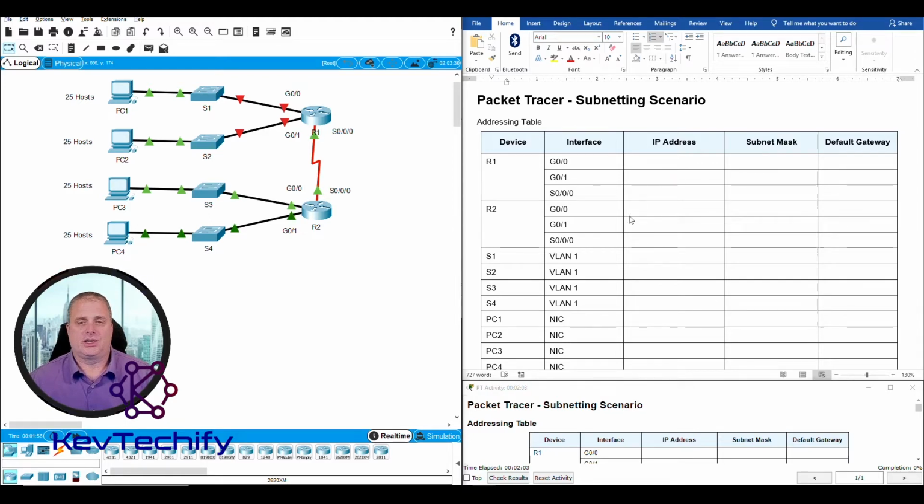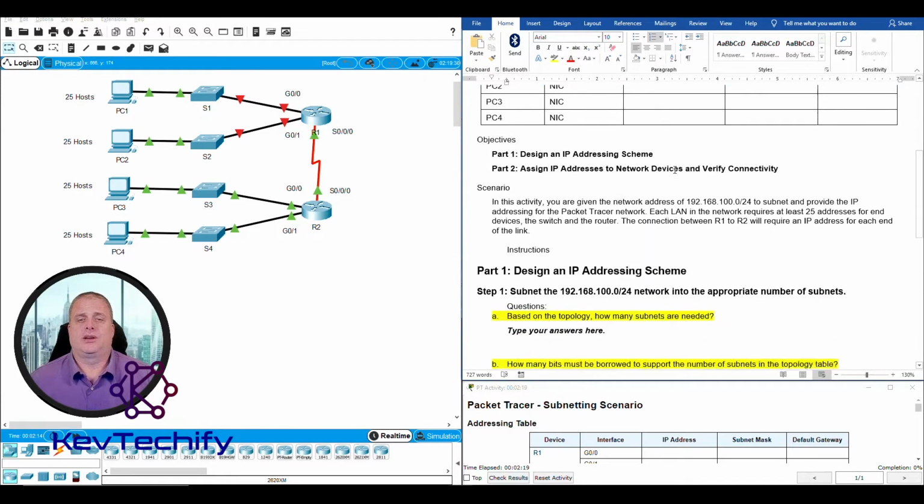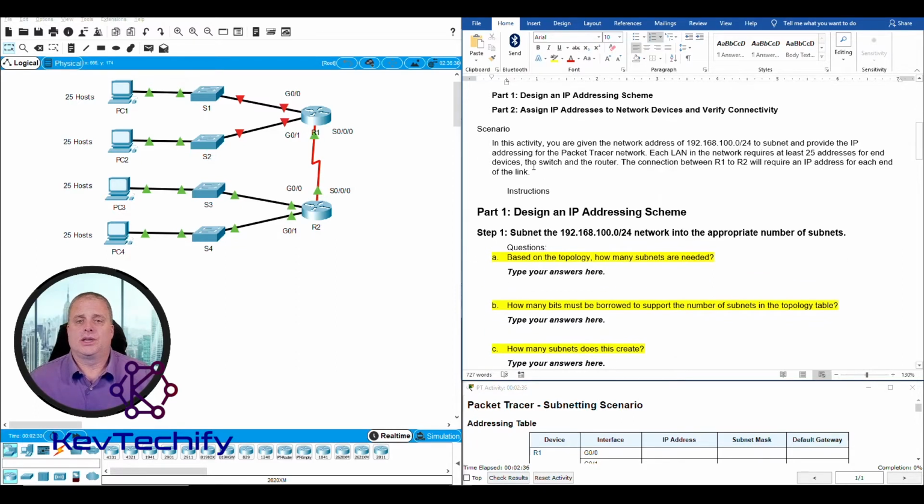I have to fill out the addressing table and answer some questions. The Word document allows me to do that. Here's our addressing table. As you can see, it's blank. We're going to have to go through and fill this all in. We need to calculate the different subnets and requirements and find out that information. Here are our objectives. Part 1, design an IP addressing scheme. Part 2, assign those addresses and verify network connectivity. We're going to design our subnetting. Once we do that, we're going to apply it following the rules they give us.